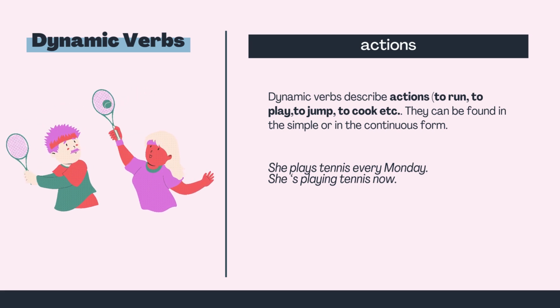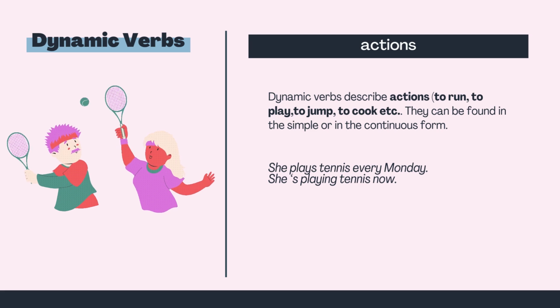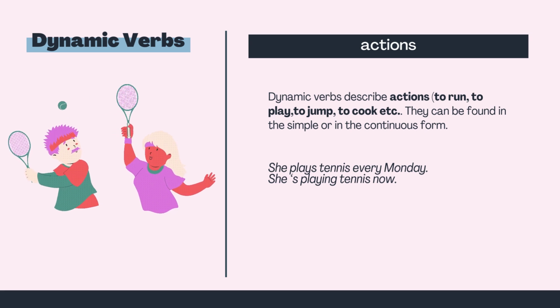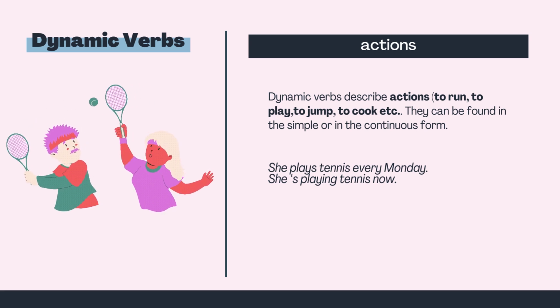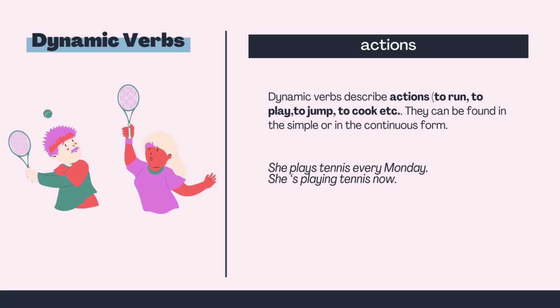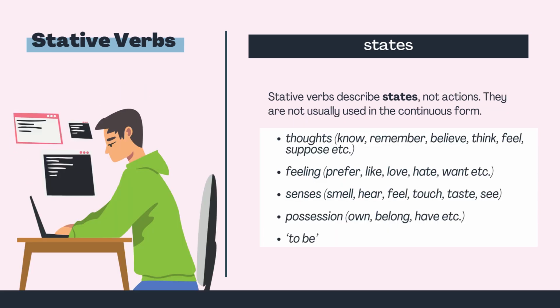For example, she plays tennis every Monday. The verb to play is a dynamic verb, and in this case it is used in the present simple tense. Let's have a look at the second sentence. She is playing tennis now. This is the present continuous tense, and the verb to play is used to describe an action.